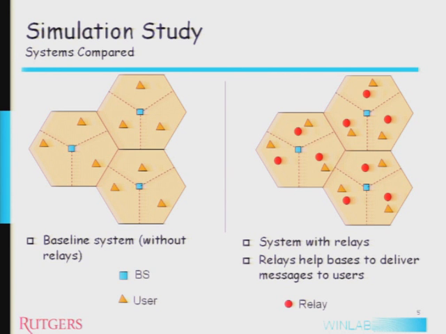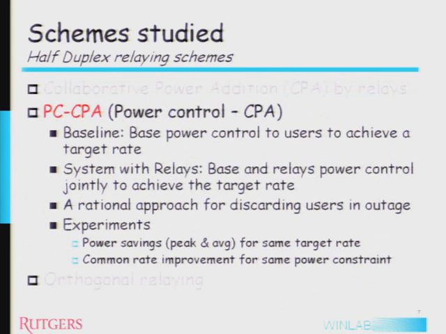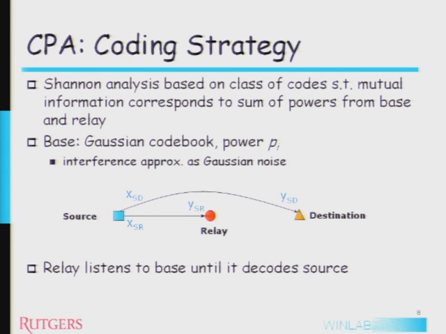Okay. I think Ronaldo kind of nailed it, for me at least. Okay, so basically, I'm going in with that assumption too. Okay, so basically, let me give a very broad overview of what the coding strategy is. We are assuming a channel analysis based on codes such that the mutual information at the receiver corresponds to the sum of powers from the base and relays, if both are transmitting. So there exist codes like that, but I'm not going to go into the details of this.